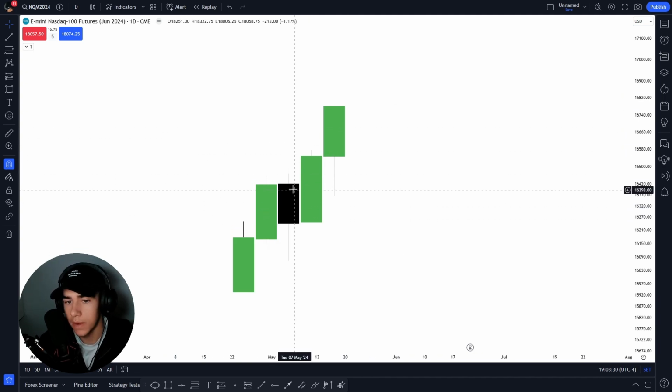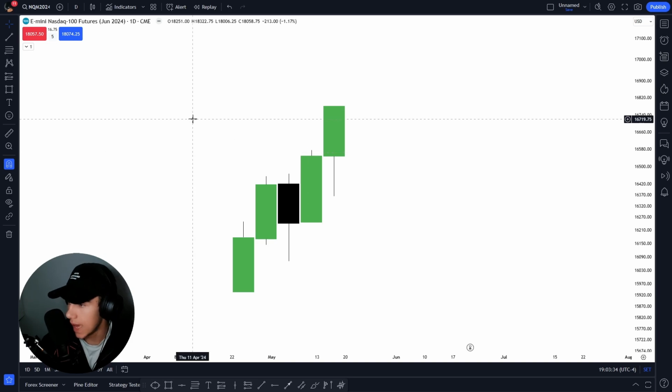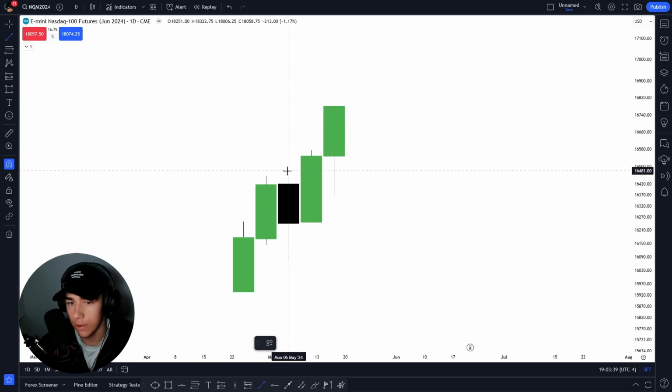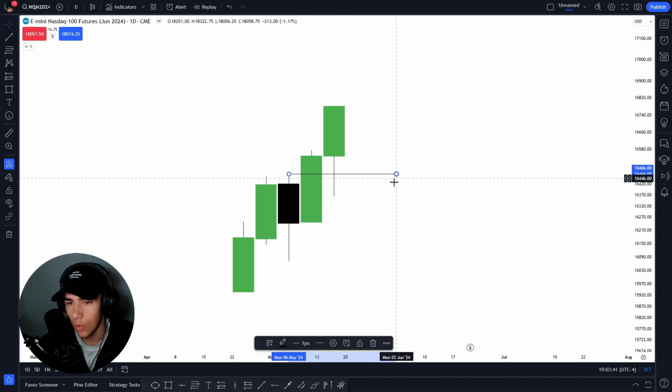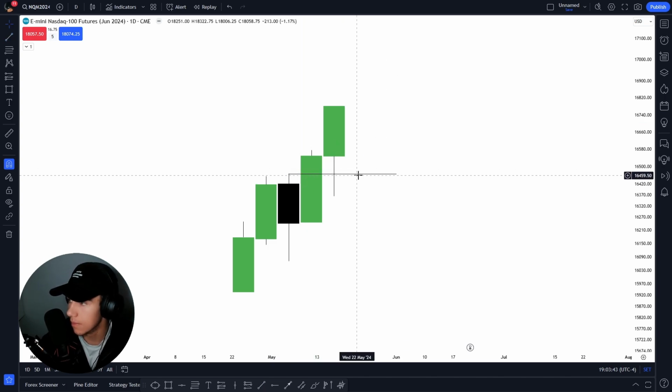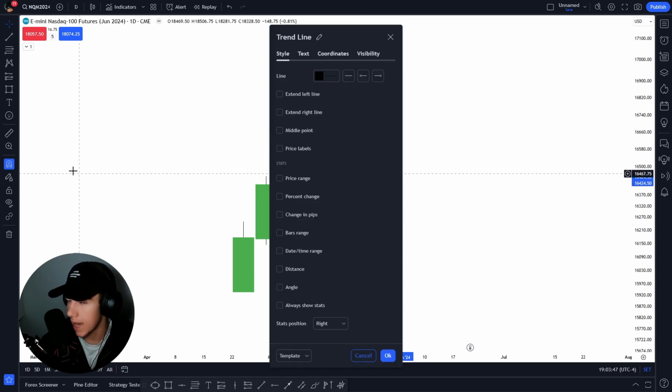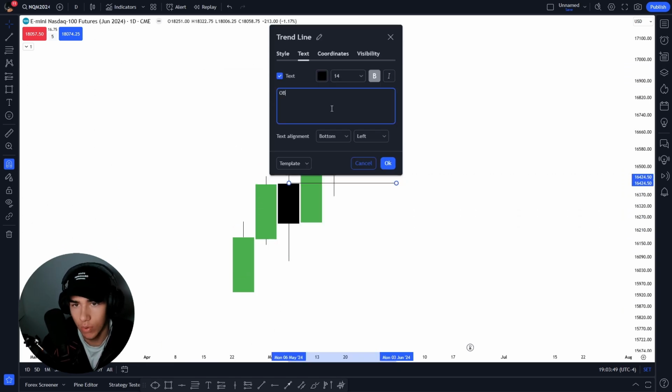Okay, if there is a bearish candle and it has 2 bullish ones next to it, that is, in my opinion, a bullish order block. Okay, and now some people will draw it from the wick. I find the most success by drawing it from the body. So this is exactly how I would draw my bullish order block.